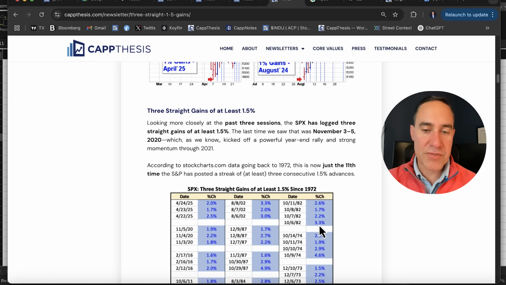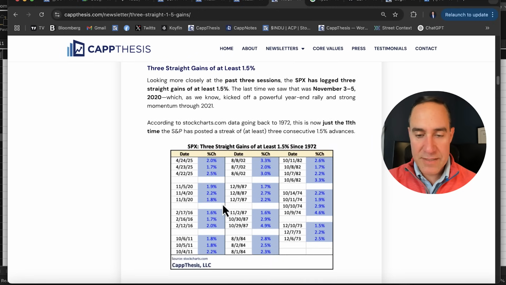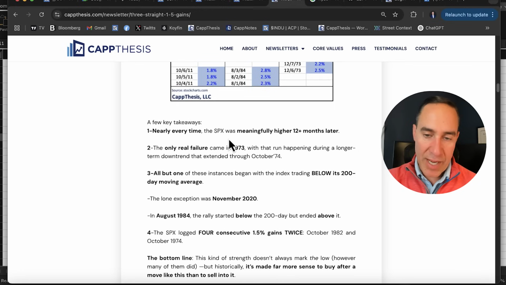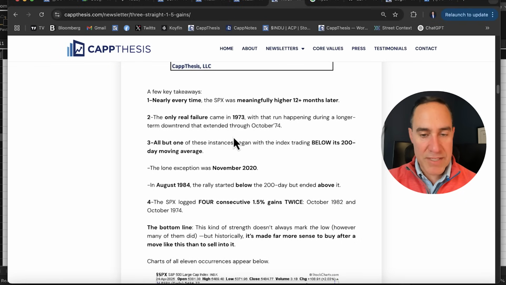So getting to the 3 straight gains of 1.5%, again, this is the table. And then I took that and was able to, of course, use the Stockcharts.com charts and look at each one of these. And so a few takeaways, which I thought were very interesting. Number one, nearly every time the S&P was meaningfully higher 12 months later. That's not a surprise, of course, but two other things were really interesting. There's only one real failure. It came in 1973, happening within a longer-term downtrend, which continued.